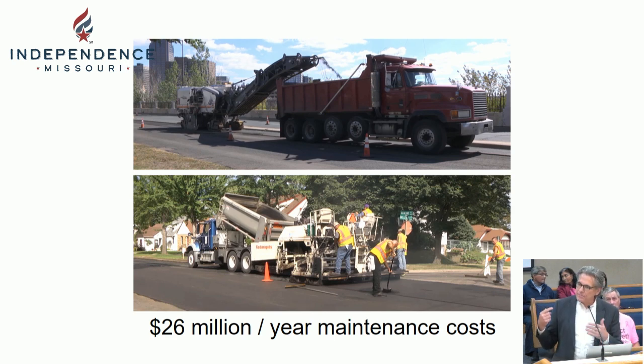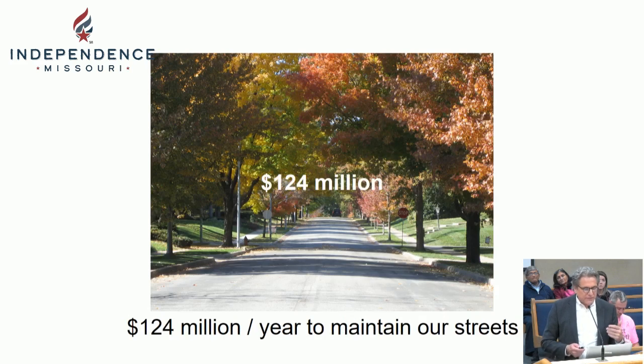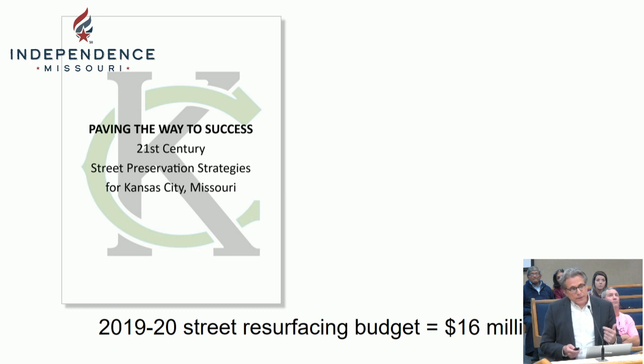Now, streets won't last that long unless we maintain them, and so these processes of mill and overlay that we see going on all around the city are necessary because just like a house, a street needs to have a good roof over it to protect it from having water get into the subsurface and deteriorate the subbase. That's what makes streets fail. So in addition to the replacement cost, you also have to be budgeting for the cost of maintenance. When you add these things together, you find that for Kansas City, Missouri, we need to be putting aside about $124 million a year to maintain our streets. This year, we've budgeted $16 million.